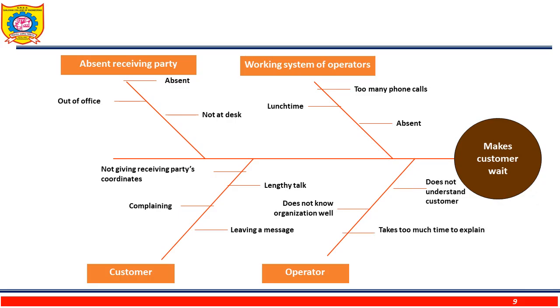And next one is the operator. The telephone operator does not understand the customer. This can be one reason. The operator does not know the organization well, might be new, and takes too much time to explain. This can also be the reason. So these are the possible causes which are identified by making use of this cause and effect diagram or fishbone diagram. At the end, these reasons are mapped correctly, and the final reason, the root cause, is found: why the customer has to wait when the customer makes a phone call at the customer care cell of any company, organization, or telephone service department.